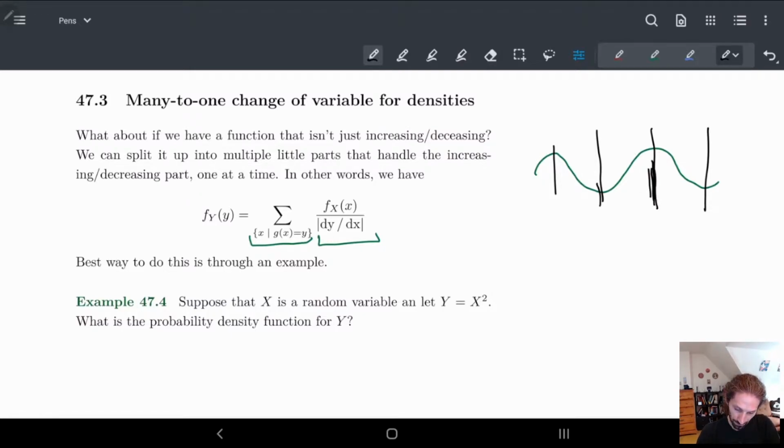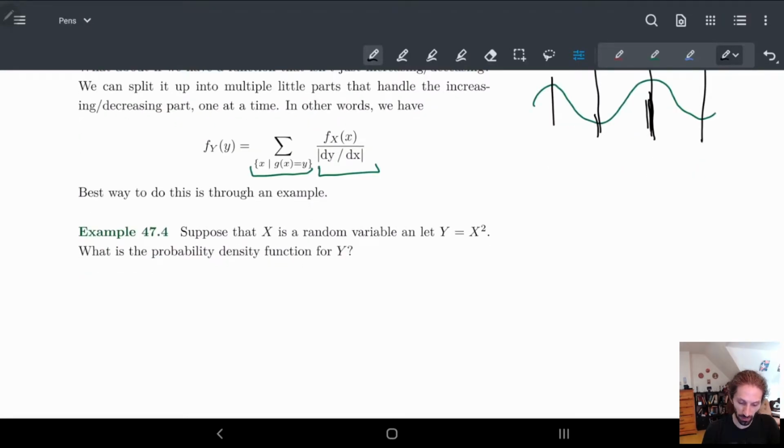And this is what this summation is basically saying. Grab the sum over all the x such that g of x is equal to y. So basically everything within some little grouping, and put them all together. So let's see what I mean in this way.